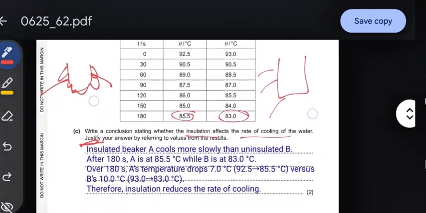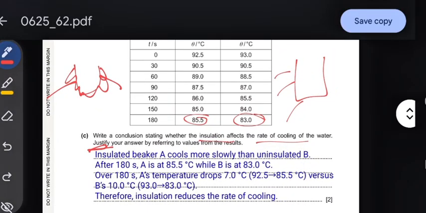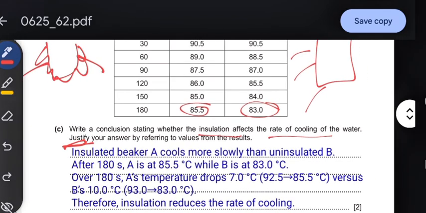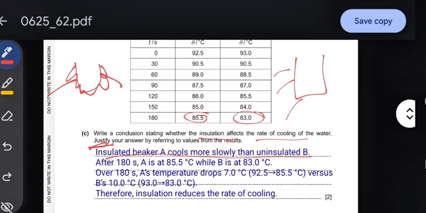So what you will see here is that insulated beaker A cools more slowly than uninsulated B after 180 seconds. This is how you write a conclusion stating how it affects. It cools more slowly. Now you're justifying your answer. How do you justify it? You need to take readings from the table.